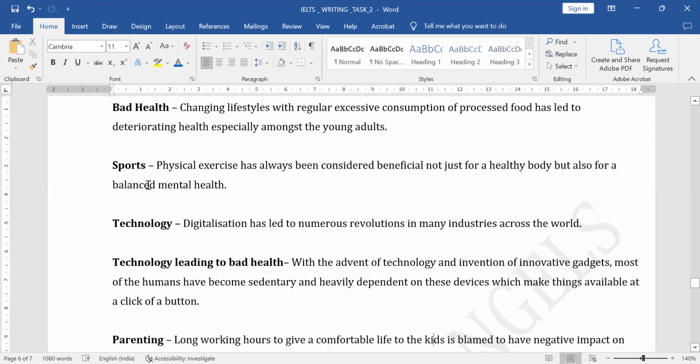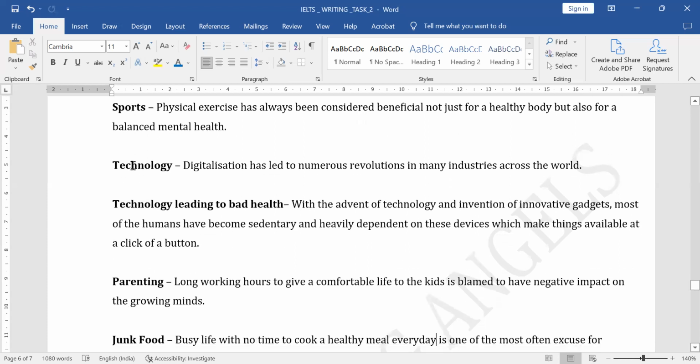Fourth, Jana, can you read this? Physical exercise has always been considered beneficial, not just for a healthy body, but also for a balanced mental health. Yes. So most of the time, sports is considered as physical activity, right? But that's not only for the body, but also for the mind, right?